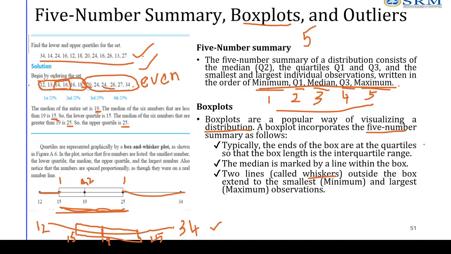I have also drawn the box plot. As for outliers, we'll see those in a separate problem. I don't want to cause confusion now. So this is how we draw a box plot with a set of observations. In our next slide, we will see a few problems on the box plot.